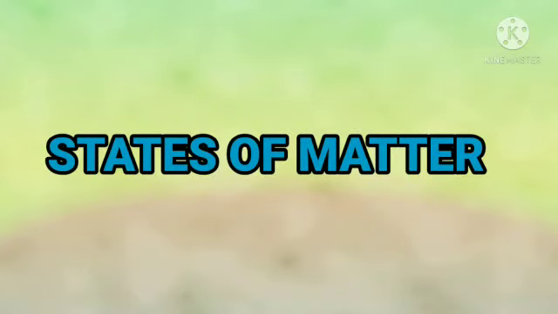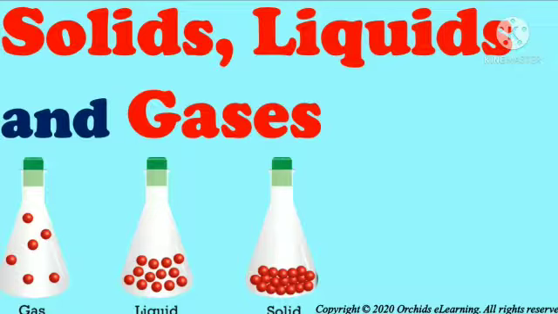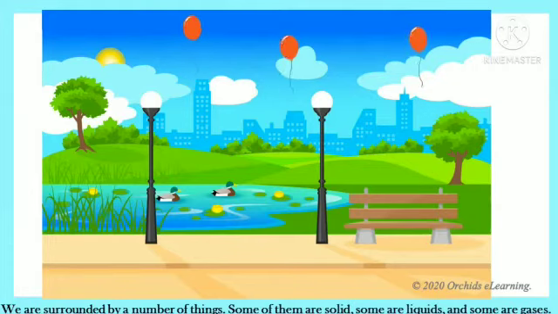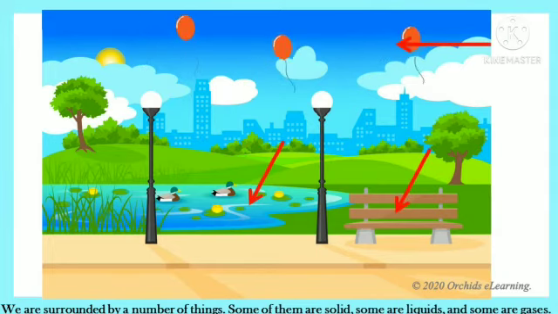Next, let us learn states of matter, about solids, liquids, and gases. As you know, we are surrounded by a number of things. Some of them are solid, some are liquid, and some are in the gaseous form. Look at the below pictures and statements. Now, state whether the given statements are true or false.